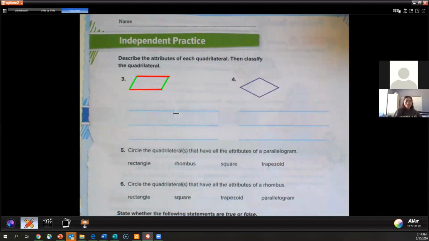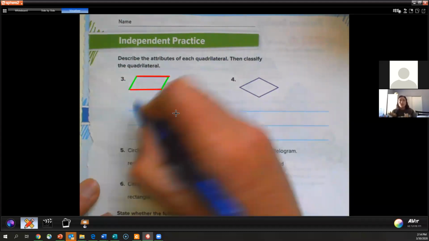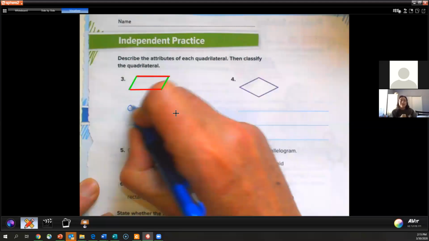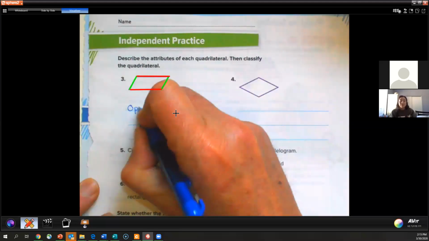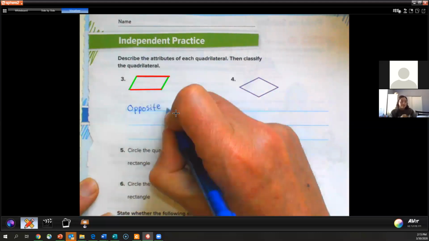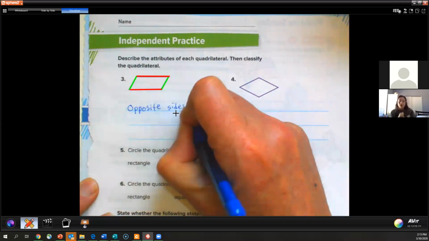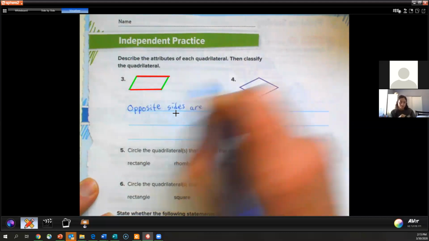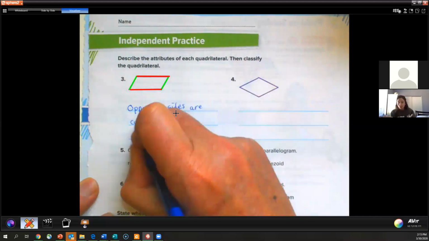All right, so for number 3, we are going to identify these opposite sides as, think to yourself how you could identify those. So let's go ahead and write, just like Mr. Yates is doing, opposite sides are, they're going to be parallel, boys and girls, correct?